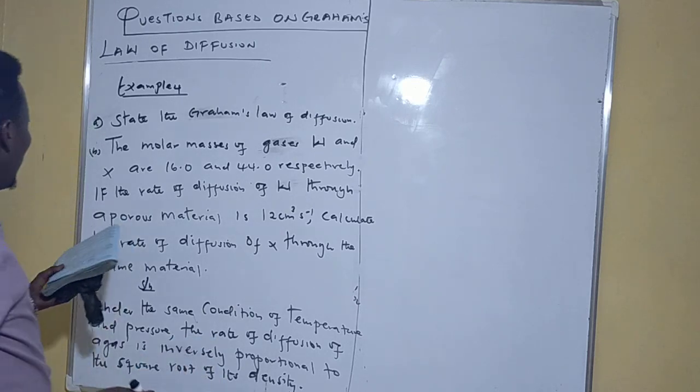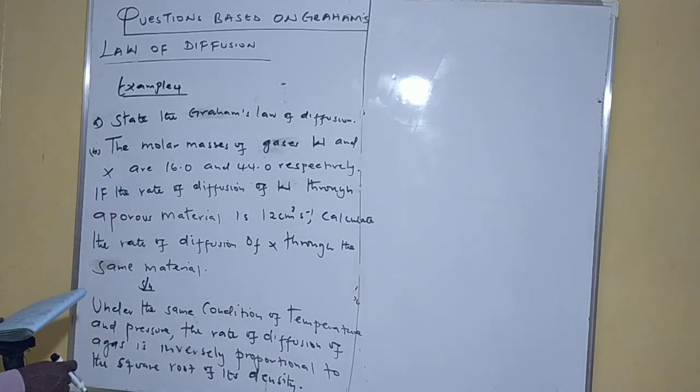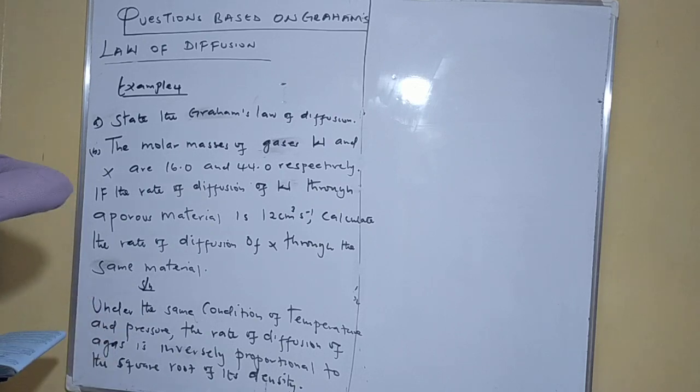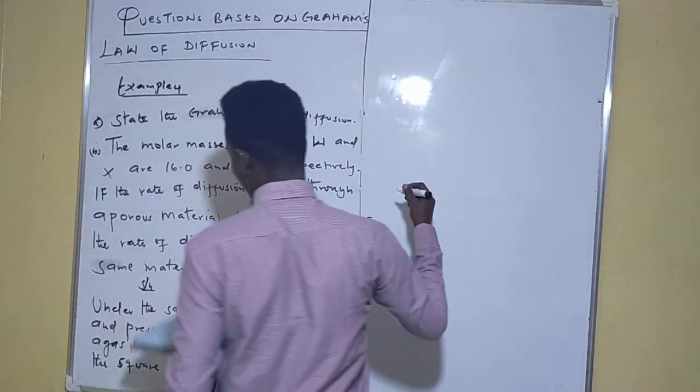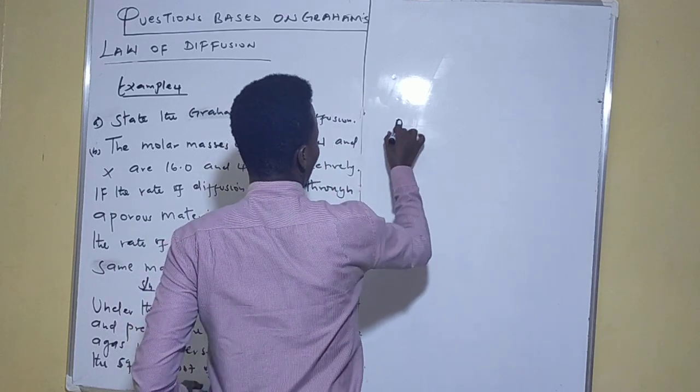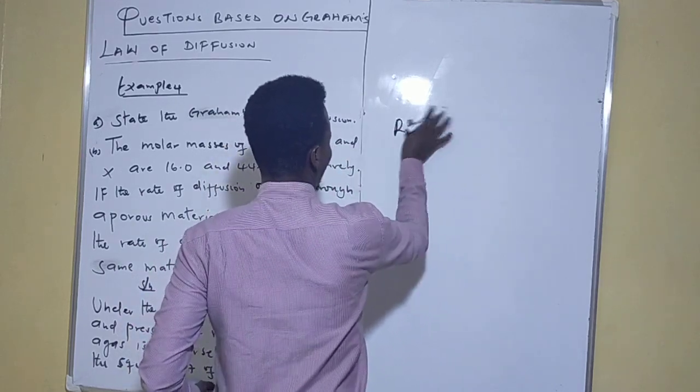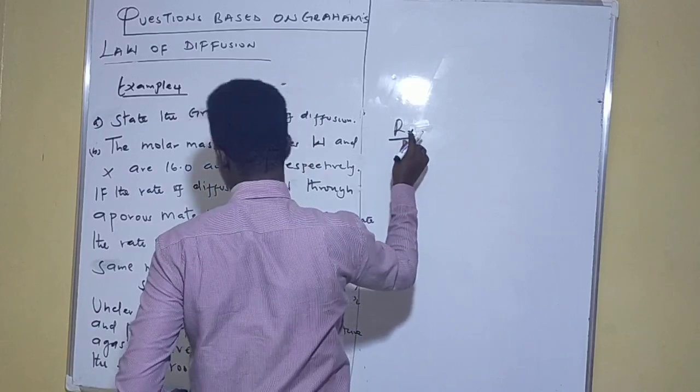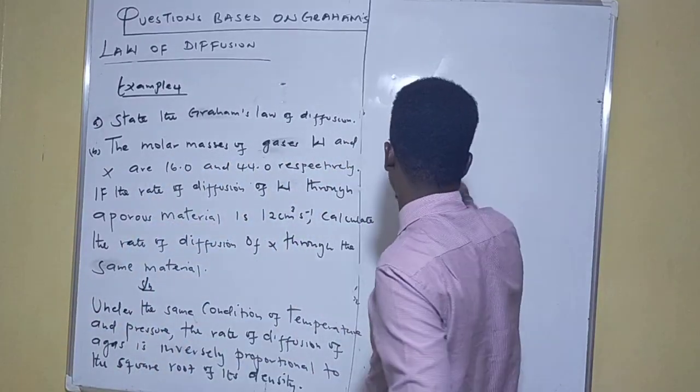Here, when you come to question B, you're told the molar masses of two gases W and X are 16 and 44 respectively. So you're told if the rate of diffusion of W through a porous material is this one, calculate the rate of diffusion of X through the same material. So we are going to say, look here, we have rate of W, because W is the first one.